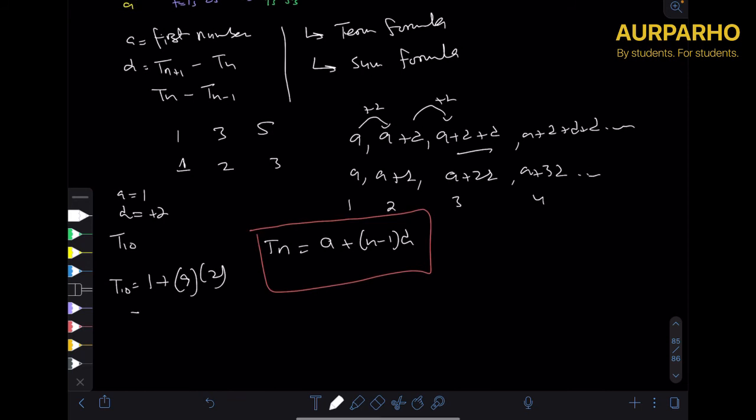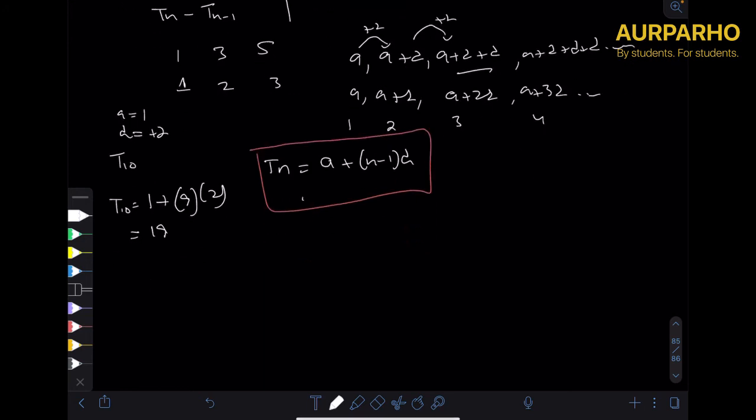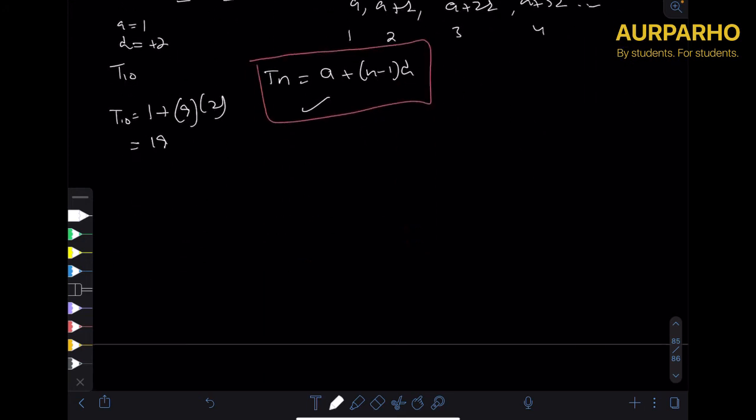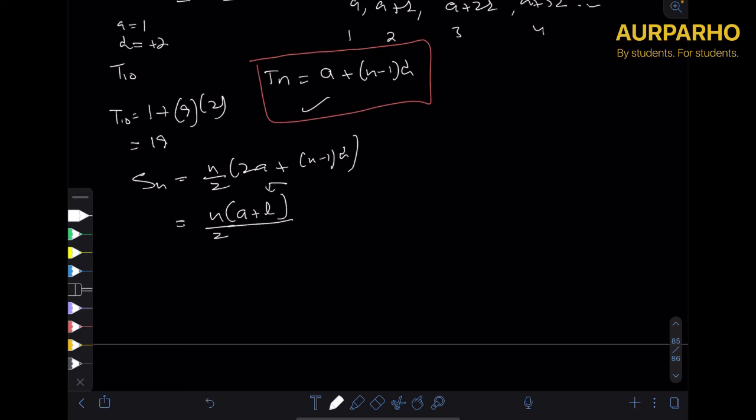Right? So after 10 seconds, it will be at 1 plus 18, which is 19, right? This is your Tn. Next up is your sum formula, Sn. For any Sn, there's actually two formulas. One is n over 2, 2a plus n minus 1 d. This is the first formula, and the second one is n over 2 (a plus l), where L is basically the last term.